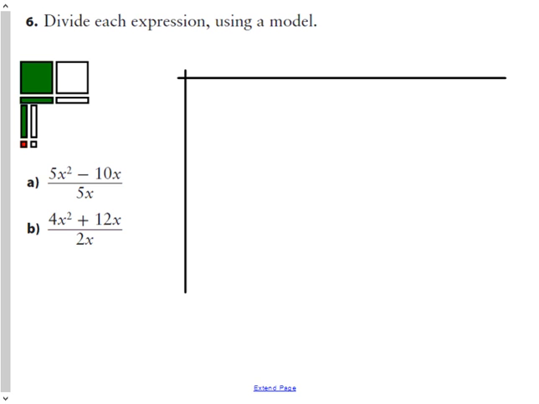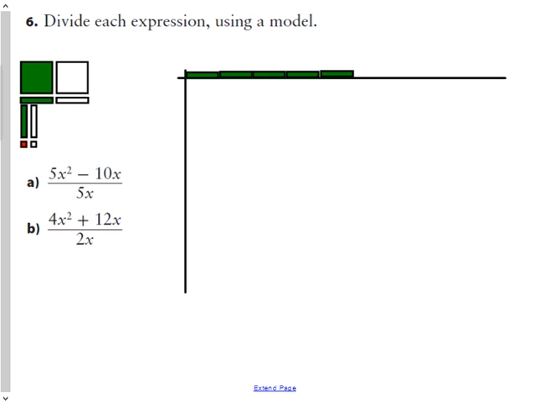Question 6, divide each expression using a model. So the first one, 5x squared minus 10x divided by 5x. So the first thing I'm going to do is take my 5x and put it up here. So I'm going to put one of my side lengths in. In this case, I'm going to put my 5x in.